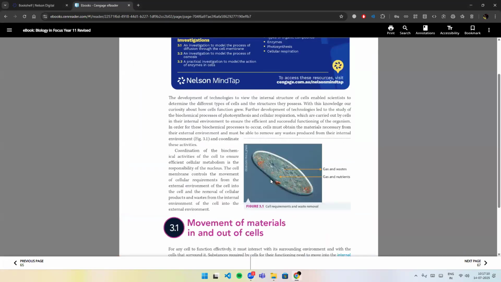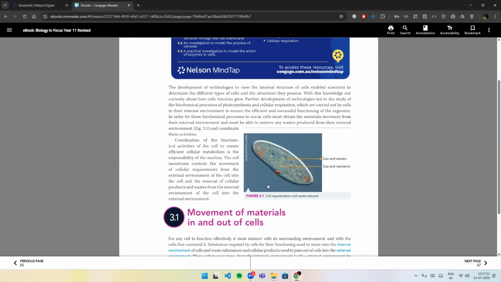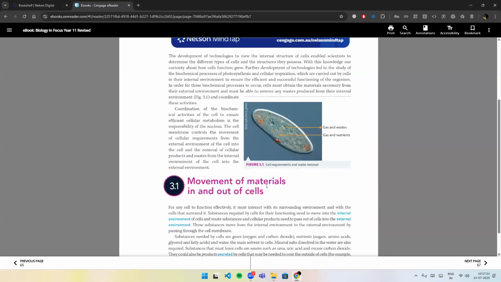The development of technologies to view the internal structure of cells enabled scientists to determine the different types of cells and the structures they possess. With this knowledge, our curiosity about how cells function grew. Further development of technologies led to the study of the biochemical processes of photosynthesis and cellular respiration, which are carried out by cells in their internal environment to ensure the efficient and successful functioning of the organism.